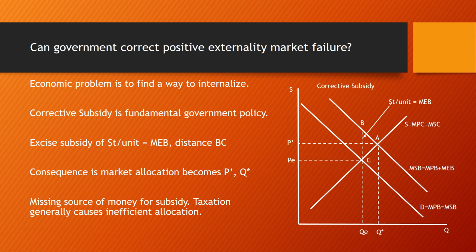The means government uses to gain tax revenue generally cause allocation to be inefficient. In a sense, this model is incomplete. It does, however, suggest to me that even a corrective subsidy may not be a government means to correct a positive externality.